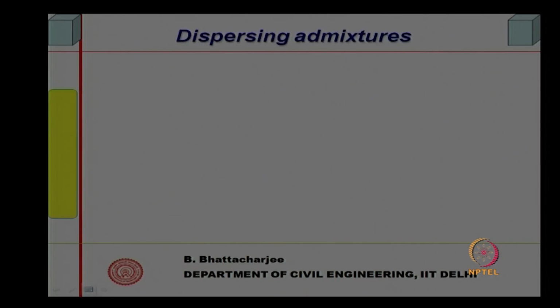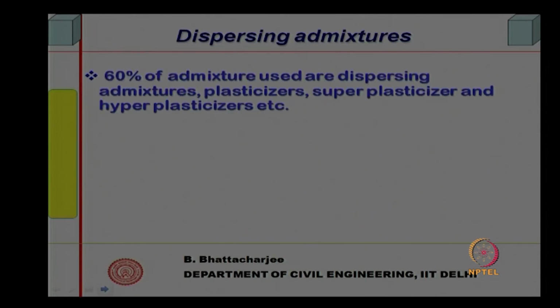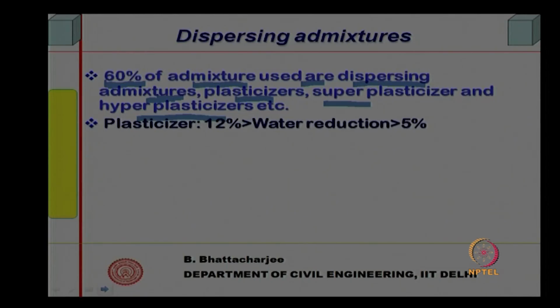admixtures, but first we will concentrate on dispersing admixtures, that is, the plasticizer, superplasticizer, etc. 60% of the admixtures used worldwide are dispersing admixtures. The names are plasticizer, superplasticizer and hyperplasticizer, etc. So, most of the admixtures used in concrete belong to this category, that is, dispersing admixture. So, first one is the plasticizer.